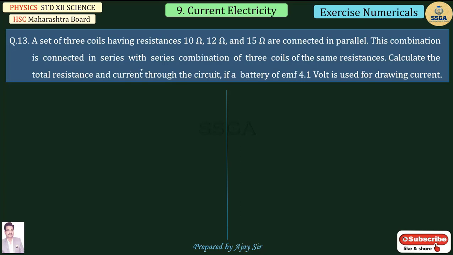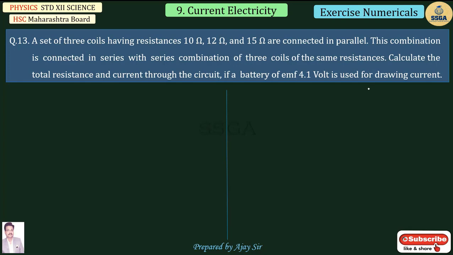What is the total resistance or equivalent resistance of the circuit? First you have to find that, then the current through the circuit. If the battery of EMF 4.1 volt is used for drawing a current, then you have to find what is the current flowing through the battery of EMF 4.1 volt.